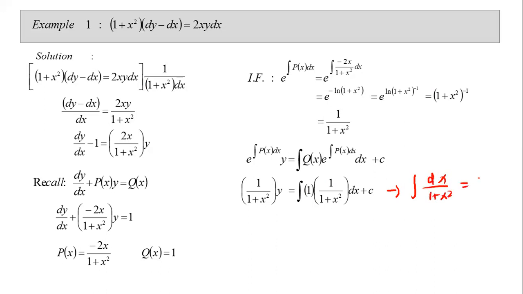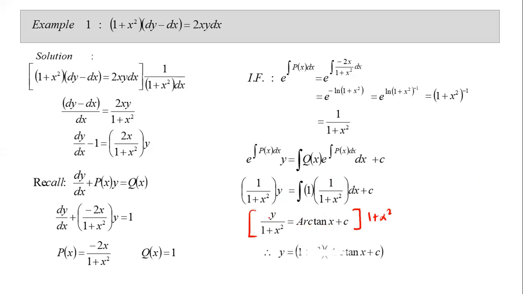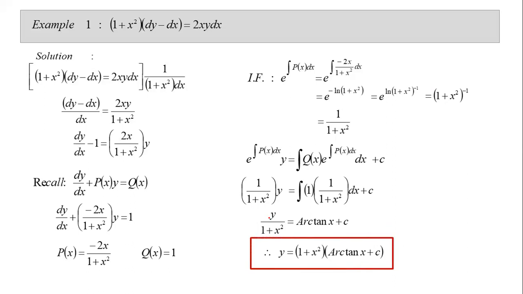And this gives us an arctangent of x. And then you'll have 1 times y, that's y all over 1 plus x squared is equal to arctangent of x and then plus c. And then you can just multiply this by 1 plus x squared. Okay. And then that leads us to y equals the quantity 1 plus x squared times arctangent of x plus c. And this is the general solution of this differential equation.